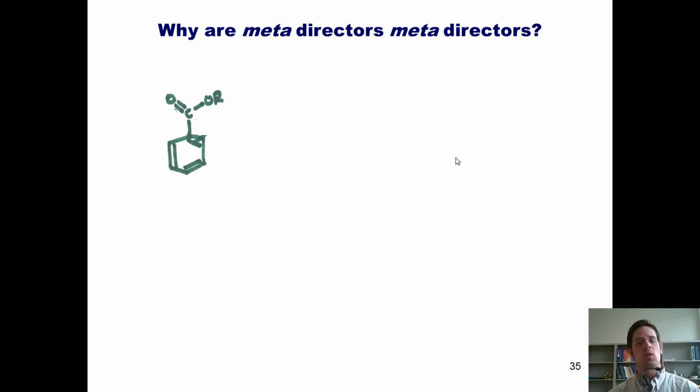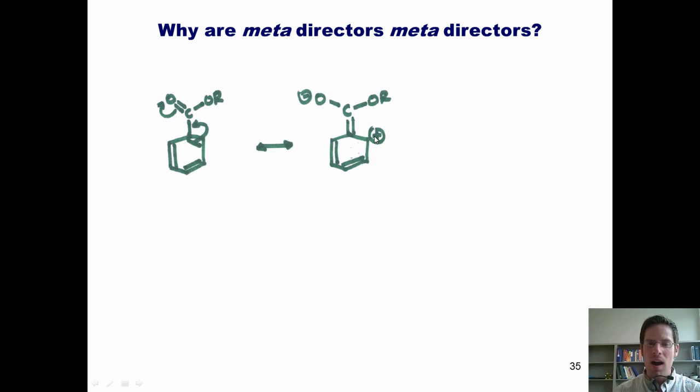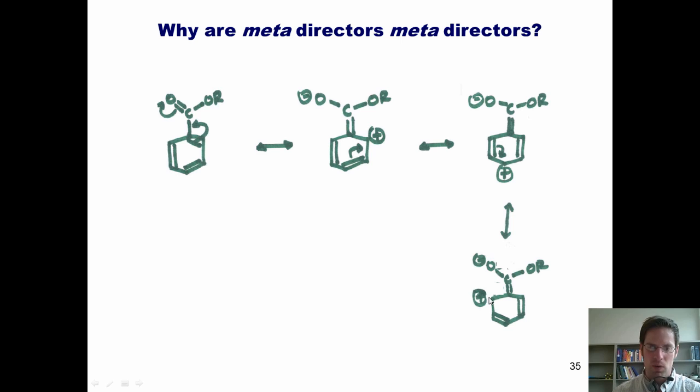Remember that meta directors are withdrawers, that is, they suck electron density out of the ring. To show you this, I've drawn a generic meta director right here as an example, and I will prove to you that it sucks electron density out of the ring by resonance. I thrust the electrons up onto this oxygen and thrust these out. It gives me a positive charge on the ortho position. Thrust these over, it gives me a positive charge on the para position. Move those down, it gives me a positive charge on this other ortho position, and then I can move these back to restore me to the original resonance contributor.